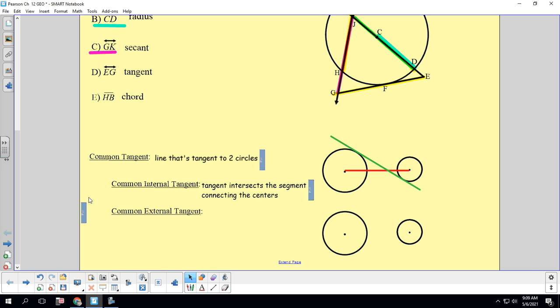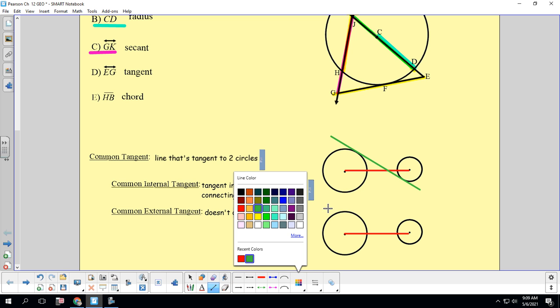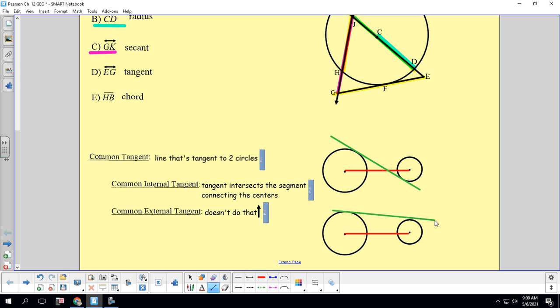Okay, and then a common external tangent doesn't do that. I know you guys are like, Ms. Alvegard, that is so cheating. It just grazes each one and doesn't intersect the interior. Just gives a little grazing on the outside. So common internal tangent and common external tangent.